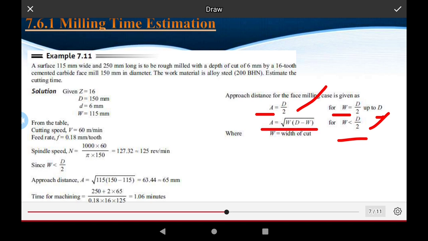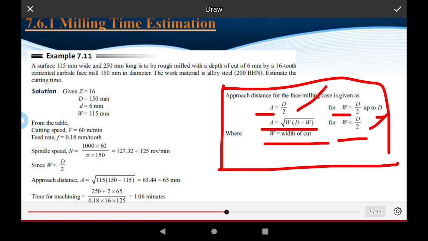A equals the square root of w times (capital D minus w), where w is the width of the cut. This equation is very important, and these are very important terms used in this formula.